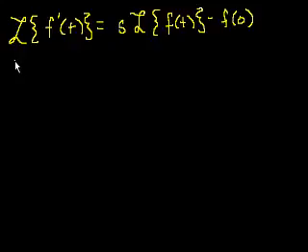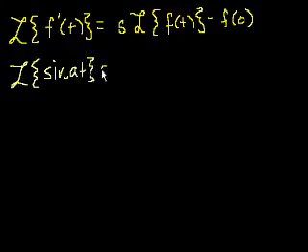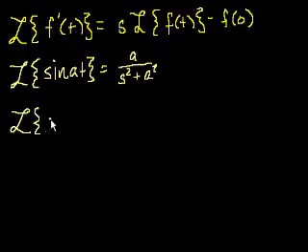But we already know that the Laplace transform of sine of at, and we did a very hairy integration by parts problem to show this, is equal to a over s squared plus a squared. So let's use these two things we know to figure out what the Laplace transform of cosine of at is. So the Laplace transform of cosine of at is equal to what?